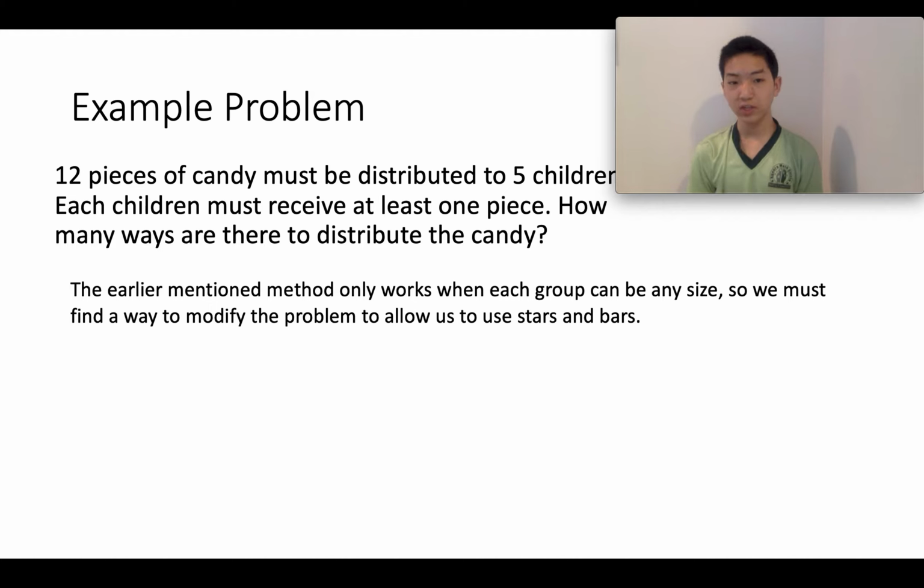Now, note that the earlier mentioned method of using the stars and bars only works when each group can be any size, including 0. Well, in this case, the problem explicitly disallows groups of 0, since each child must receive at least 1 piece of candy. So we must find a way to modify the problem to allow us to use stars and bars. If you would like to try the problem for yourself, you can pause the video right now. Otherwise, I'll be going over the solution.